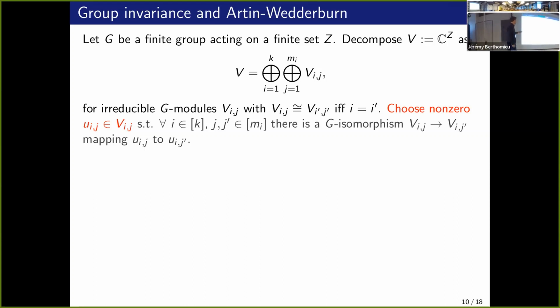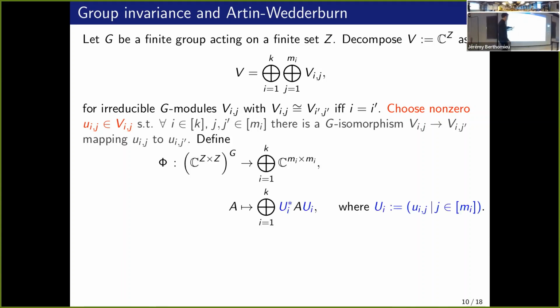What we do now is, from each irreducible module Vij, we take one vector uij, and all these chosen vectors also need to satisfy a certain property: if you take isomorphic copies Vij and Vij', there should be a G isomorphism between them which also maps the chosen vectors to each other. This is the condition we require of the uij. Then we define the following map, from the set of G invariant matrices in C^(Z×Z) to a direct sum of full matrix algebras. It maps a matrix A to the direct sum of Ui star A Ui, where Ui is the matrix where you group the uij together, for fixed i and j going from 1 to mi.